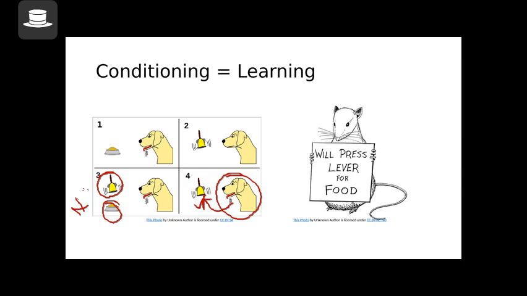Operant conditioning, on the other hand, is learning to produce new responses that produce desirable consequences in the environment.